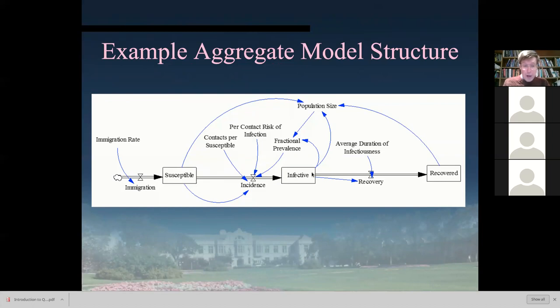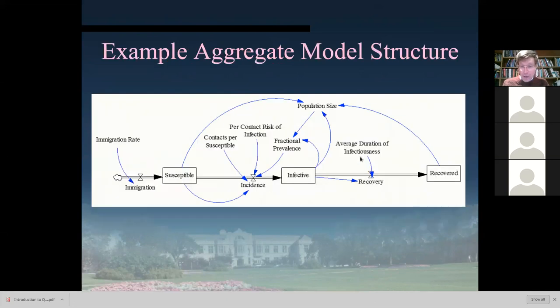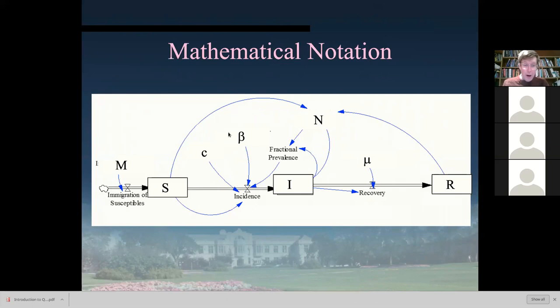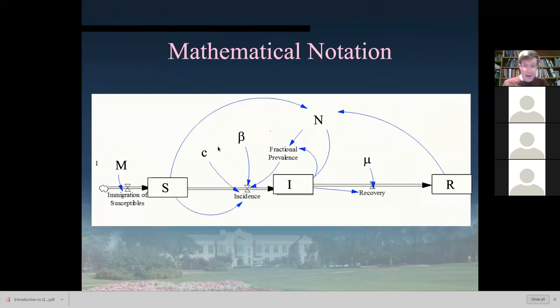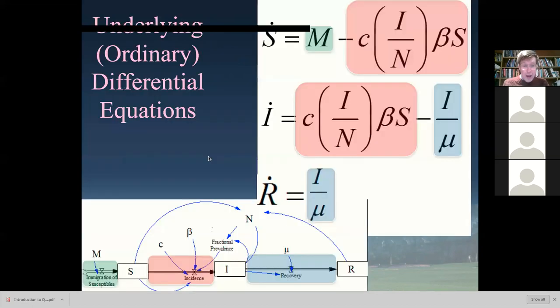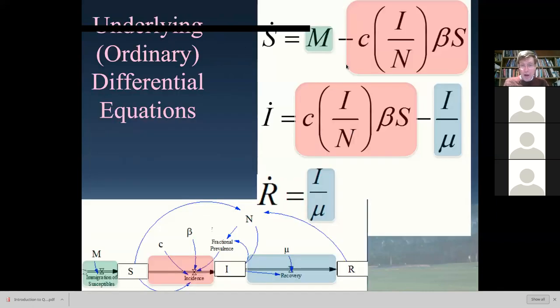So here we can take a model like this. We can use convenience short notation for it. S for susceptibles, I for infectious or infective, R for recovered, N for the total number of people in the population, a for average duration of infectiousness, mu, number of contacts per susceptible per day or per unit time, C, et cetera. And then we write down, we more or less transliterate this into a set of differential equations, into a set of derivatives.